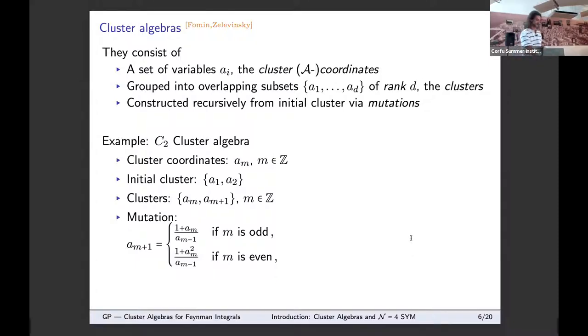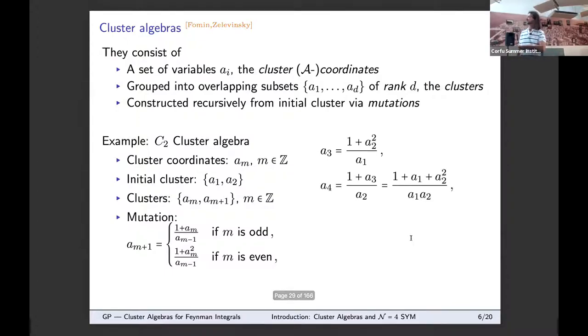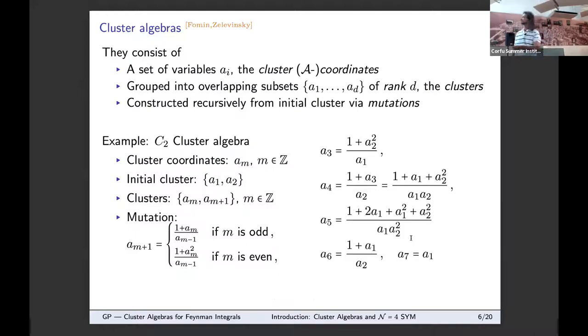And you keep going. So this is what I just told you. You keep playing this game. You use this formula again when m is odd. You can replace A3 from the formula you just obtained. Evidently, whatever you will get will be rational functions of your initial cluster variables. And you keep doing it and doing it. And very interestingly, after you do it six times, you end up where you started. So you don't get anything new.